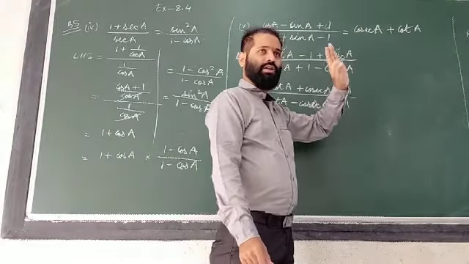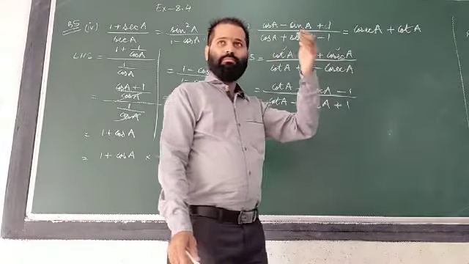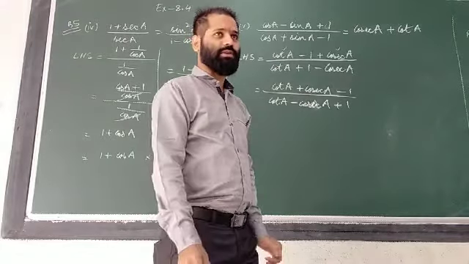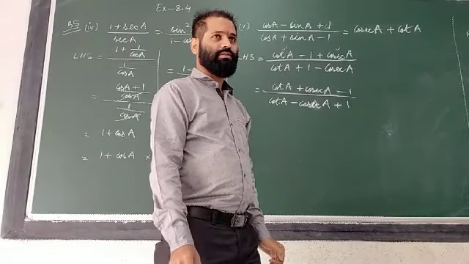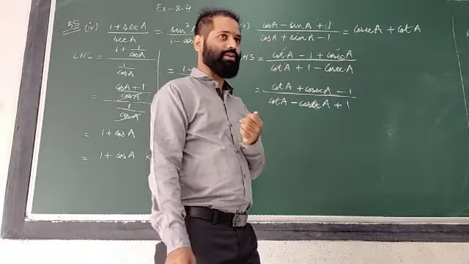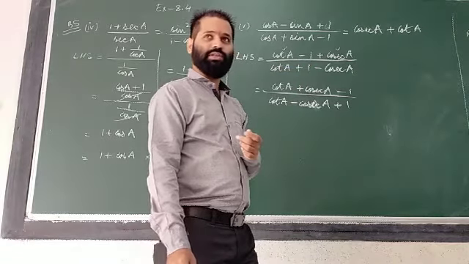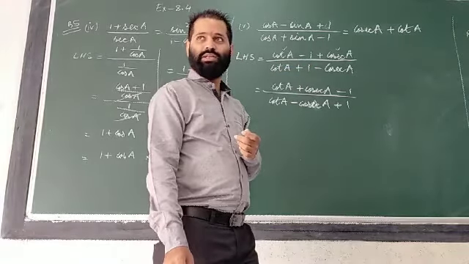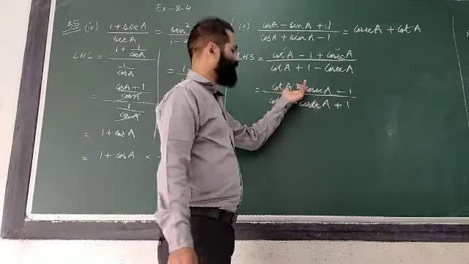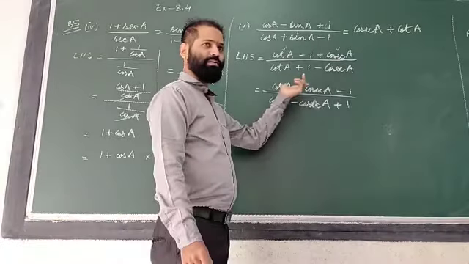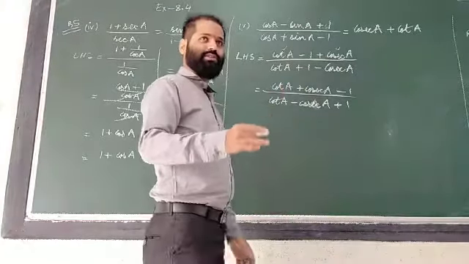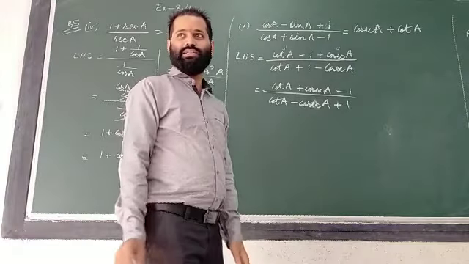Is it clear? Now cosec square A minus cot square A, can we say that this is a square minus b square? A square minus b square can be written as (a plus b) into (a minus b). That means cosec plus cot. Just see, we are having cosec plus cot, we can take common. Are you getting or not? This can be cleared only by practice.